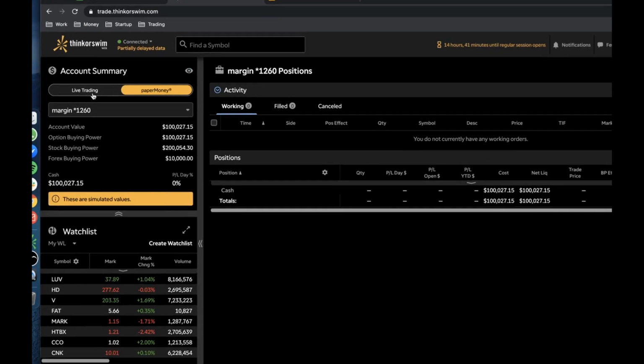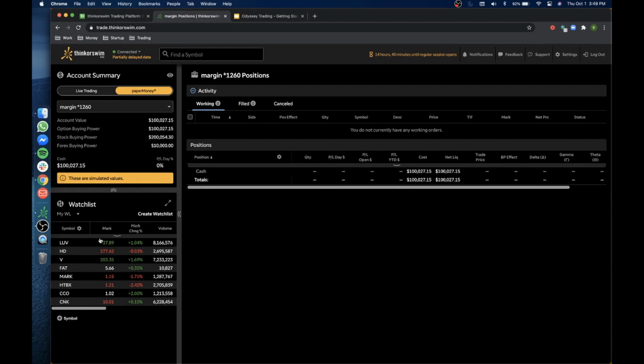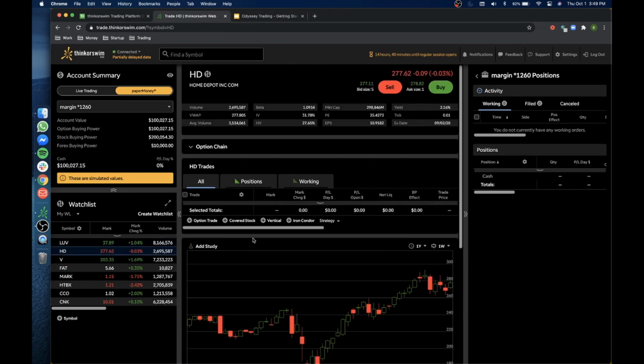So to your left you have live trading, okay, and then you have paper trading. With paper trading here, you're given a fake amount of $100,000. Your stock buying power is $200,000, so it's double the amount of your account value. And then over here to the bottom left, you have your watch list. I have Southwest Airlines, Home Depot.